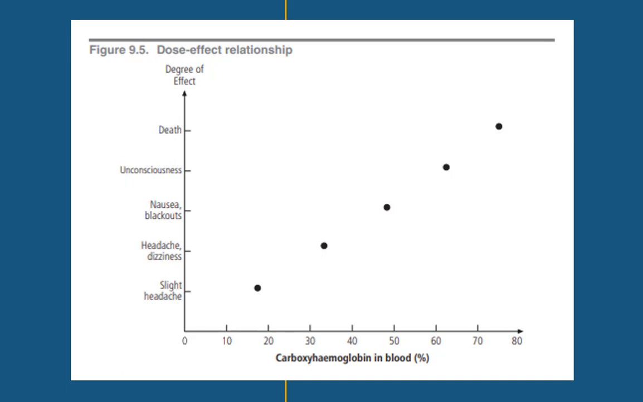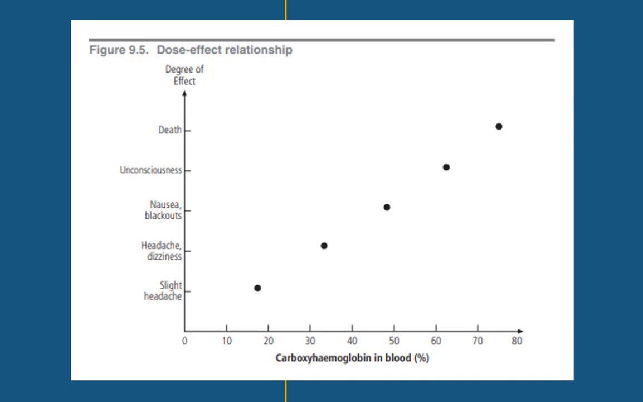What is shown here is the average dose at which an effect occurs. At a low carbon monoxide dose, as measured by the carboxyhemoglobin in blood, a slight headache would be the only effect. But as the dose increases, the effects of carbon monoxide become more severe, as this figure illustrates.